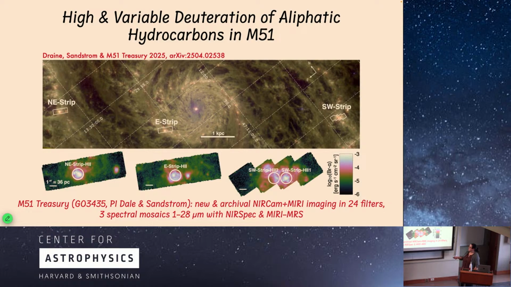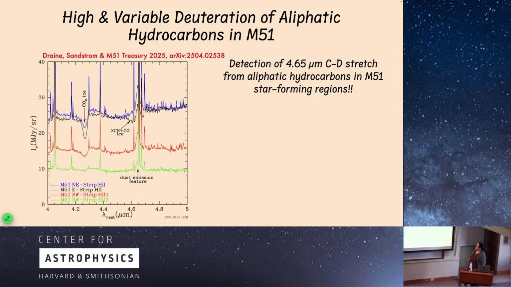And for this paper, we have extracted the spectrum of these three really bright H2 regions that are at the center of the strips. So actually four H2 regions that are at the centers of these strips. So here is what the 4.6 micron spectra look like.